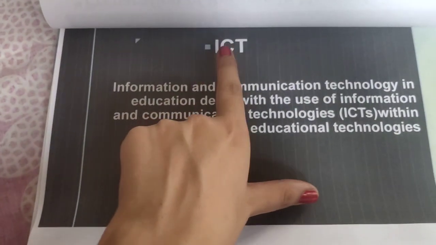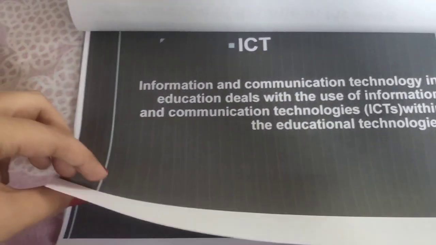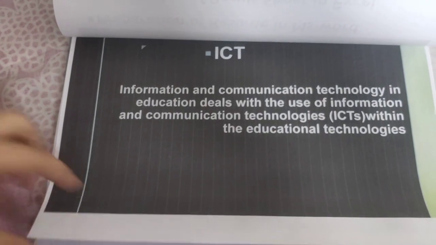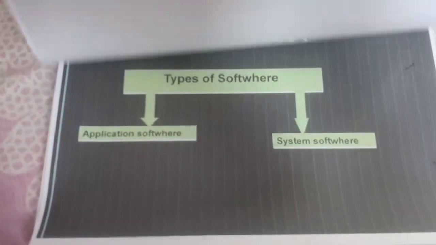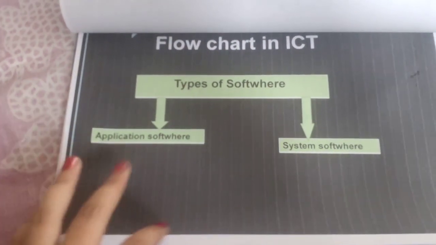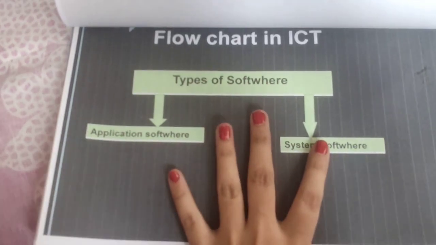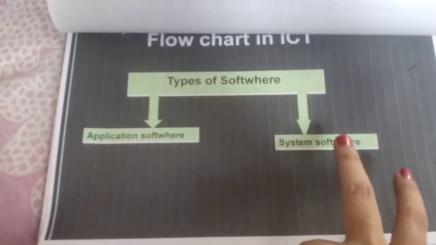Firstly, I have given the definition of ICT. On the next page, I have shown a flow chart of ICT. Whatever flow chart you can show, I have shown the flow chart of software, application software, and system software.